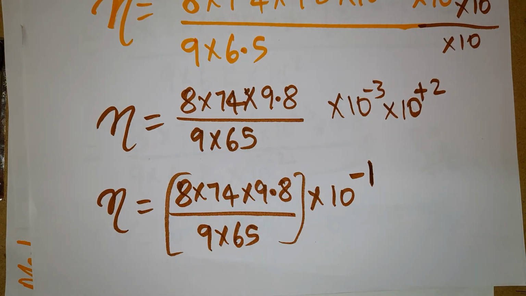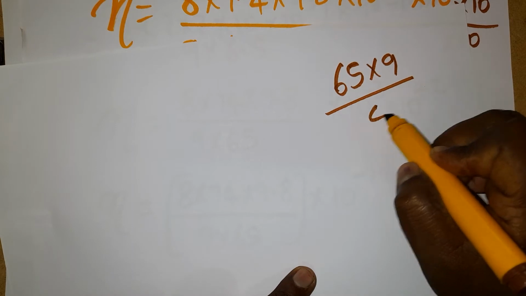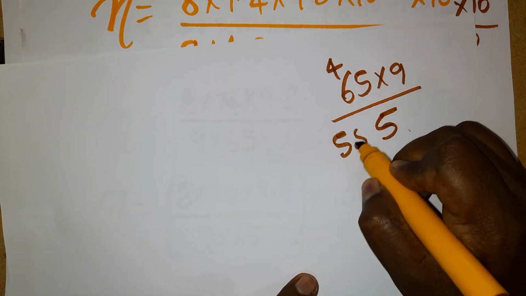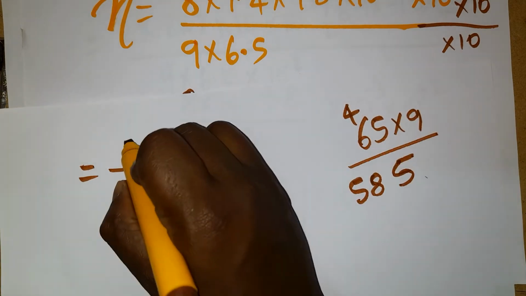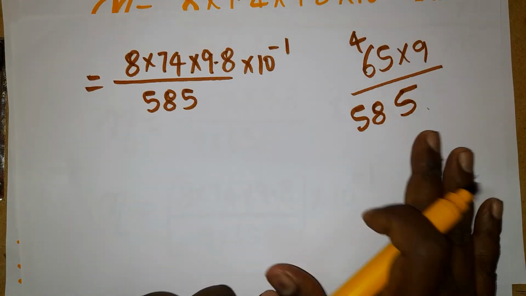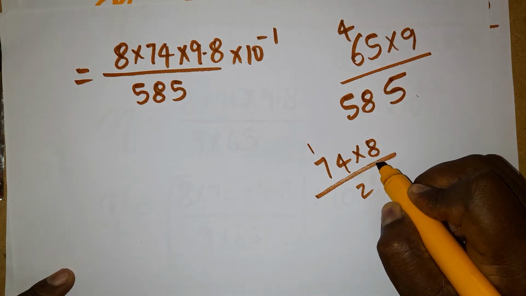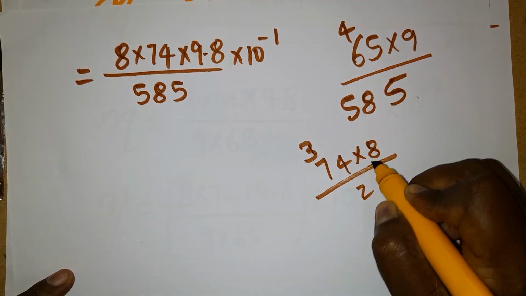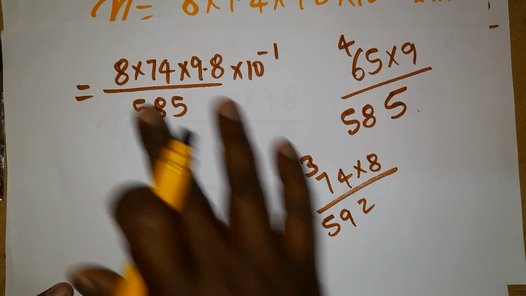First we will do 9 into 65, how much? 65 into 9, 5 9s are 45. Then 4 will be there, then 6 9s are 54 plus 4, 58 we will get. So denominator I'll get 585. Numerator already we have 8 into 74 into 9.8 as a numerator into 10 power minus 1. If you are doing the solution directly you will get the answer. First 74 into 8 we will calculate, 74 into 8. So we'll get 592.